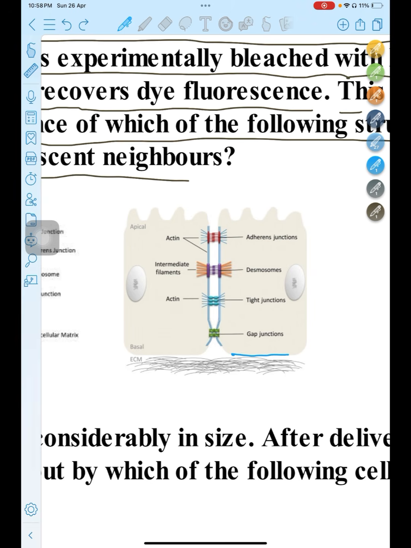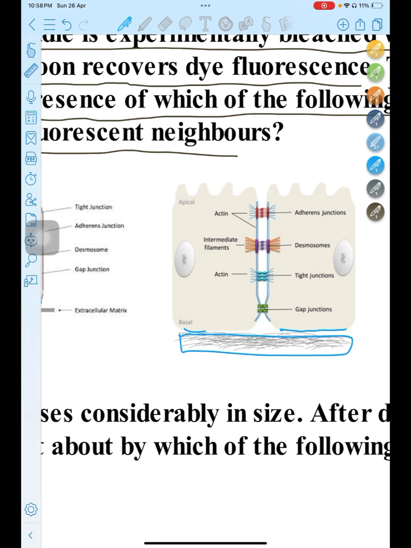If this is the basolateral surface, this will be the basal lamina on which the tissue rests. Here is gap junction, tight junction, desmosomes, and there will be glycosaminoglycans across the cell membrane and matrix, extracellular matrix. It is present in all mammalians.